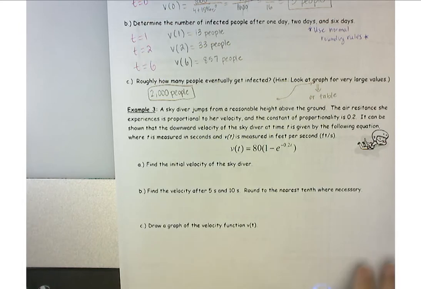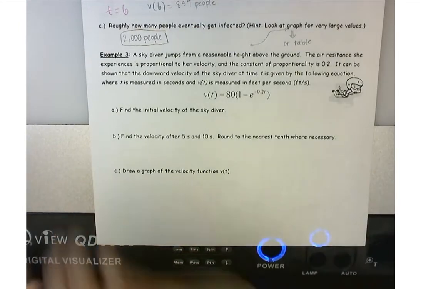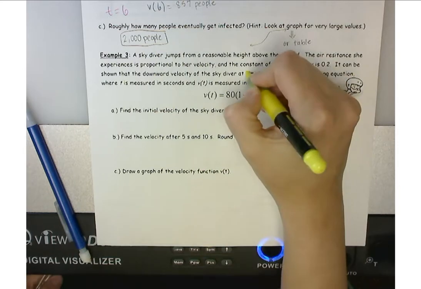All right, let's try another one about skydiving. My worst nightmare. A skydiver jumps from a reasonable height above the ground. The air resistance she experiences is proportional to her velocity, and the constant of proportionality is 0.2. It can be shown that the downward velocity of the skydiver at time t is given by the following equation.